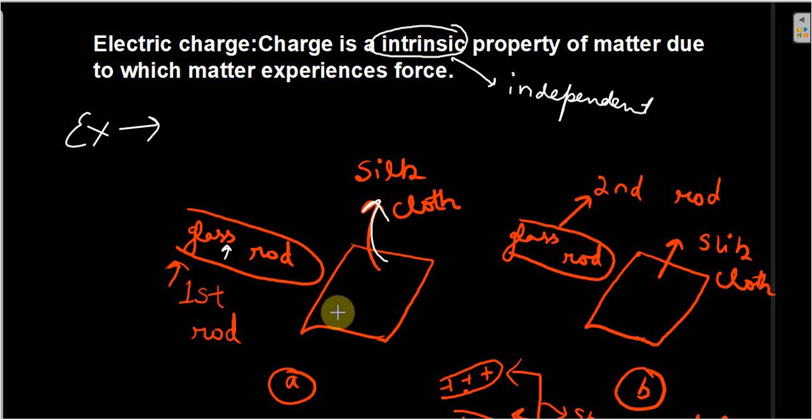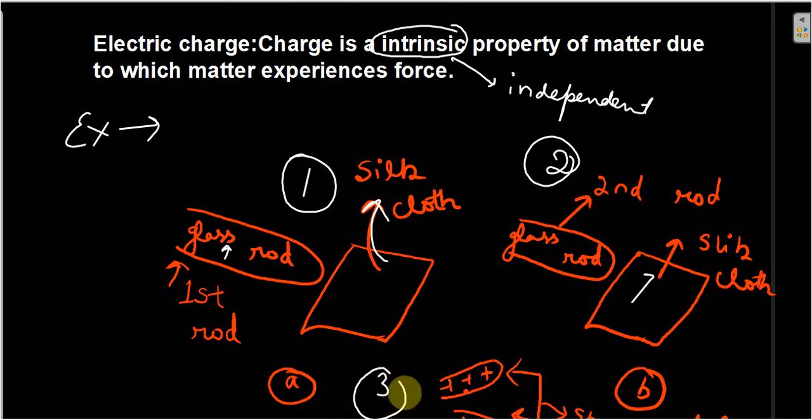Now similarly, we will bring another glass rod and we will rub this glass rod with the silk cloth. Due to rubbing, the glass rod will get some charge and the silk cloth will also get some charge. So this is our first step, we will charge a glass rod with the help of silk cloth. Similarly, we will charge a second rod with the silk cloth. Now in the third step, we will bring these two charged rods near to each other. So what we will observe, you will see these two rods will show repulsion. They will repel each other.